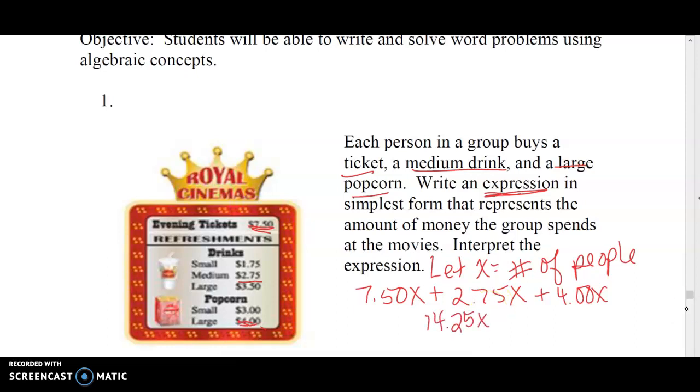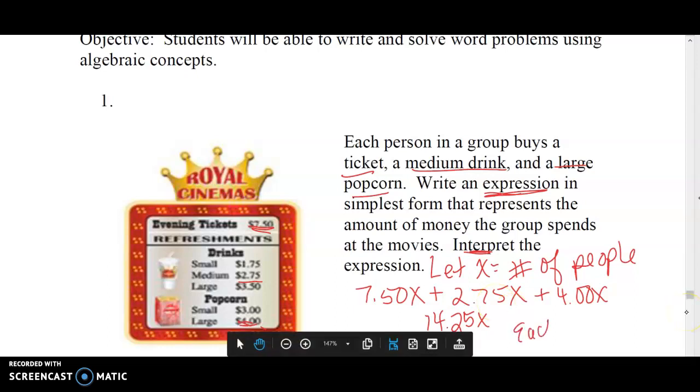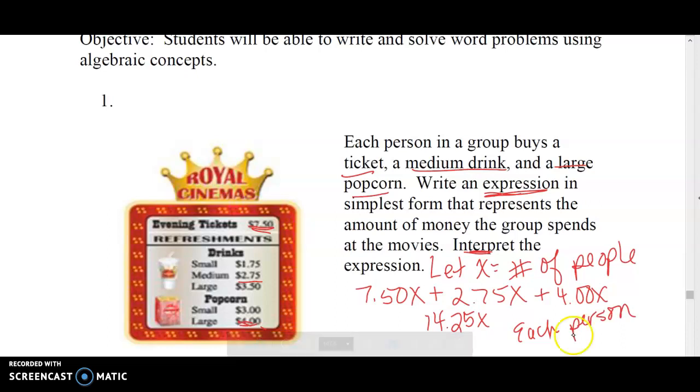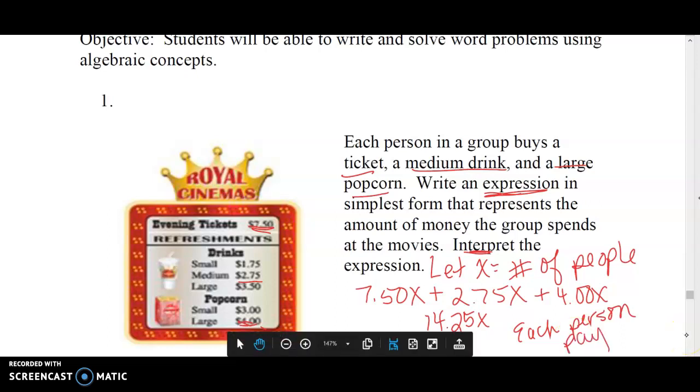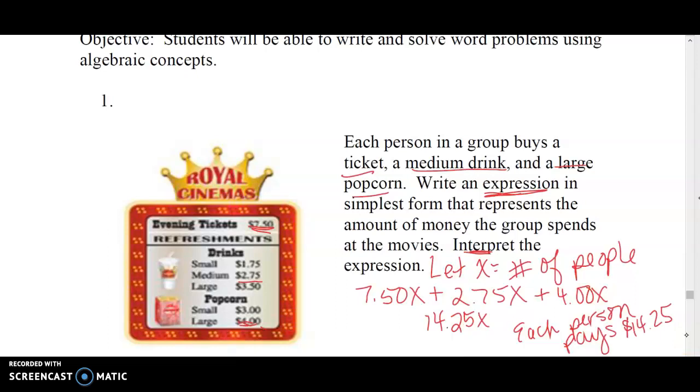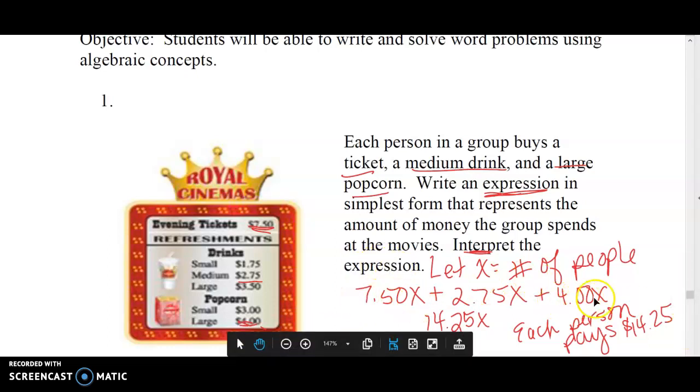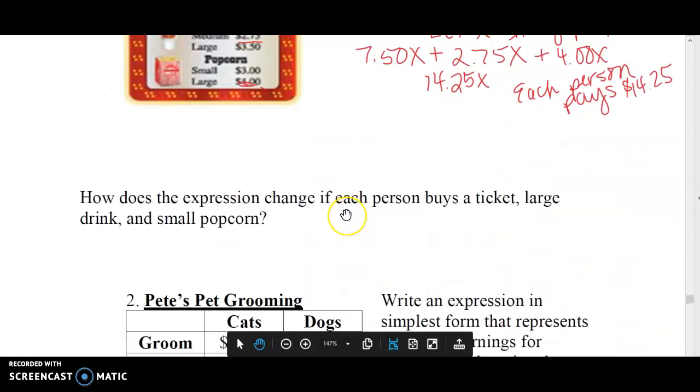14.25x. Then it says to interpret, and interpret means, what does that number mean? Well, that means that each person pays $14.25 times, okay, so 14.25 times however many people. So that's how we're going to create an expression based on a word problem.